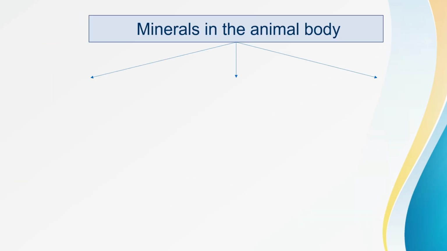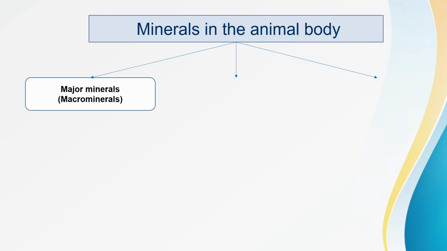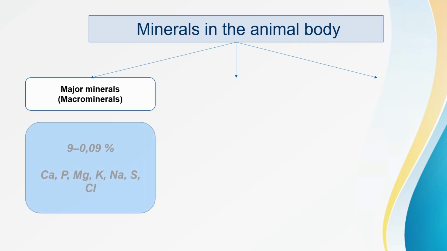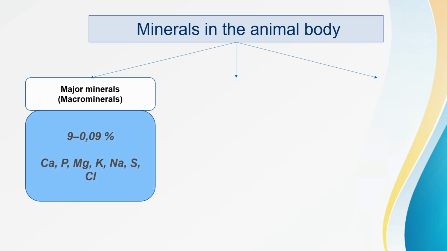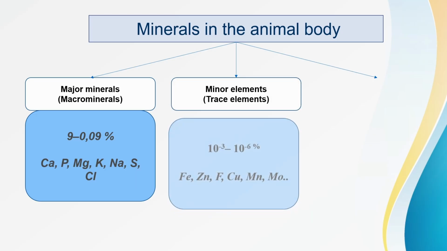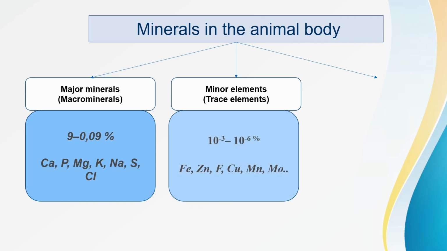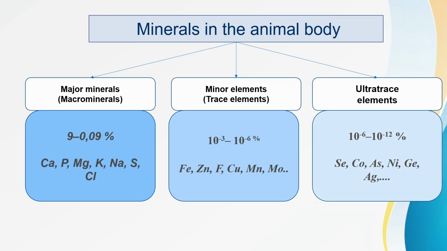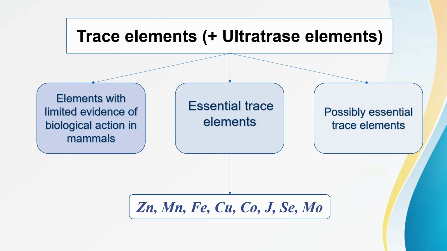All minerals in the animal body are divided into major minerals or macrominerals. These include calcium, phosphorus, magnesium, potassium, sodium, sulfur, and chlorine. Minor elements, trace elements. These include iron, zinc, fluorine, copper, manganese, molybdenum, and others. Ultra-trace elements. These include selenium, cobalt, arsenic, nickel, germanium, argentum, and others. Usually, trace elements and ultra-trace elements are collectively called trace elements.